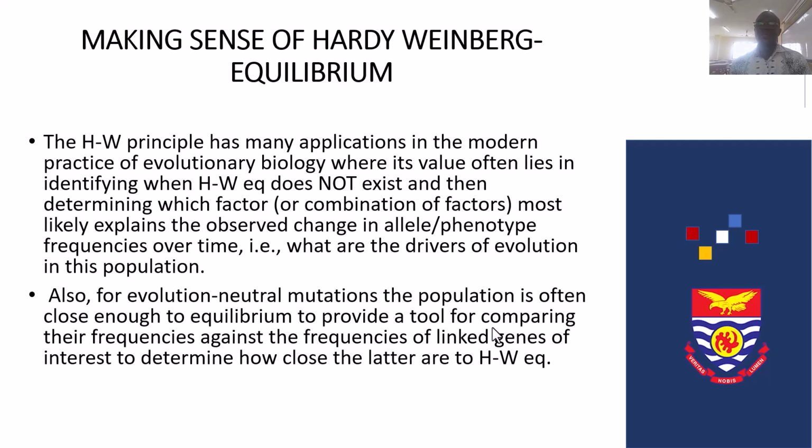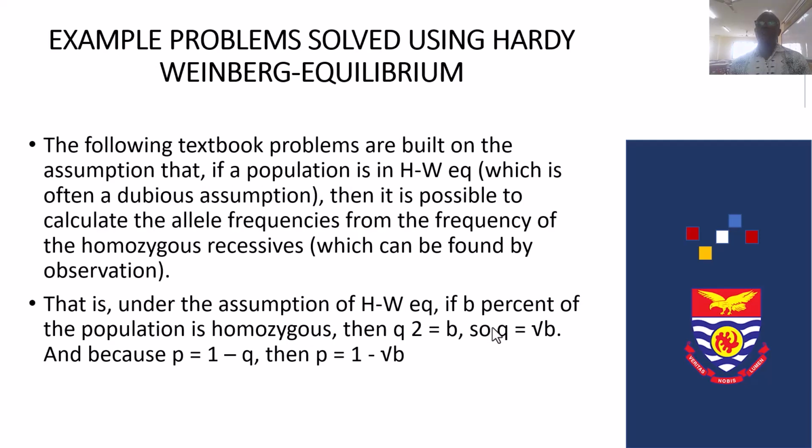The population is often close enough to equilibrium to provide a tool for comparing their frequencies against the frequencies of linked genes of interest to understand how close they are to Hardy-Weinberg equilibrium. The following textbook problems are built on the assumption that if a population is in Hardy-Weinberg equilibrium, which is often a dubious assumption, then it is possible to calculate the allele frequencies from the frequency of the homozygous recessive, which can be found by observation.